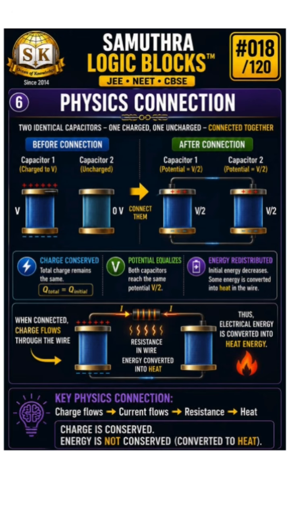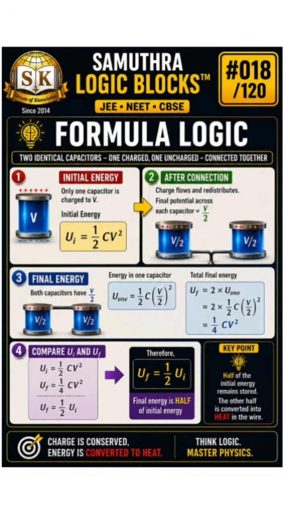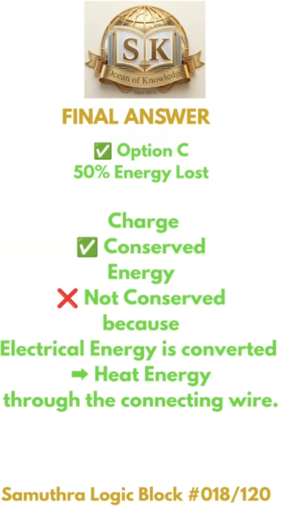Let's verify it mathematically. Initially, energy stored is (1/2)CV². After charge sharing, the potential becomes V/2. So the final energy is (1/4)CV². Then energy lost equals (1/4)CV², which is 50 percent. So the correct answer is option C. 50 percent of the electrostatic energy is lost.